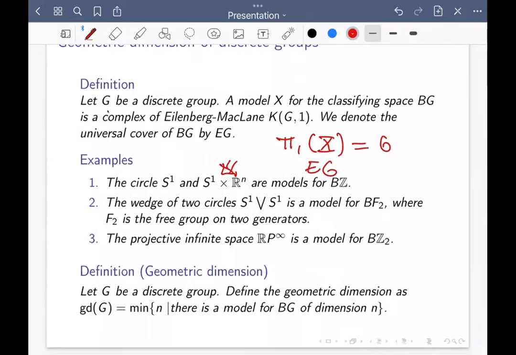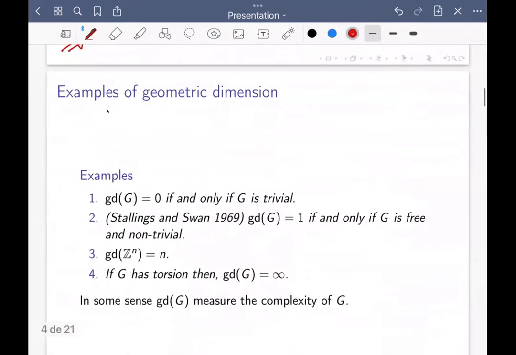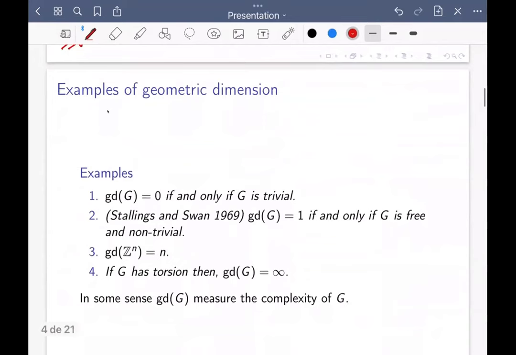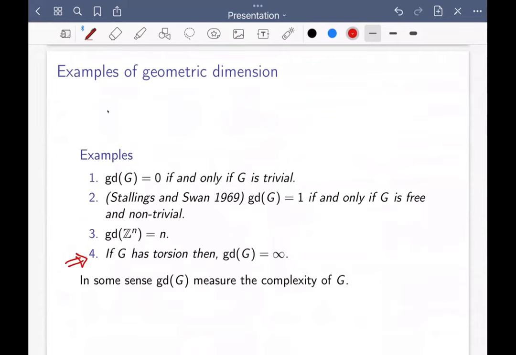Now, the definition is the following. We define the geometric dimension of this group as the minimal n such that there is a model for the classifying space of dimension n. Examples: the geometric dimension is zero if and only if G is the trivial group. And a result of Stallings and Swan showed the geometric dimension of the group is equal to one if and only if the group is free and non-trivial. Another example: if the group has torsion, then automatically the geometric dimension is infinite. So in some sense, the geometric dimension measures the complexity of G.